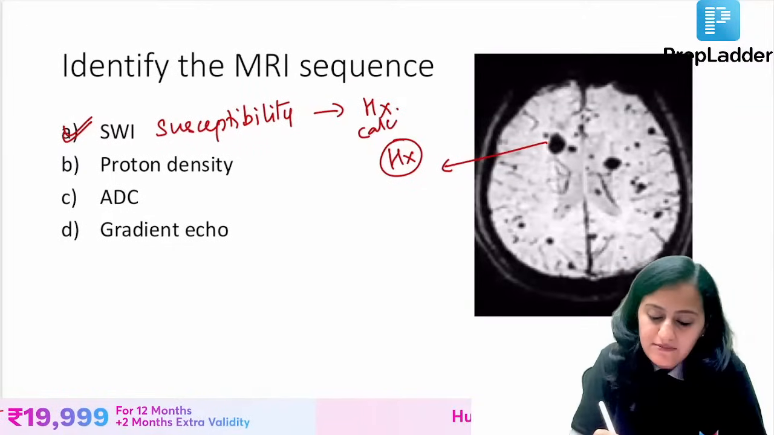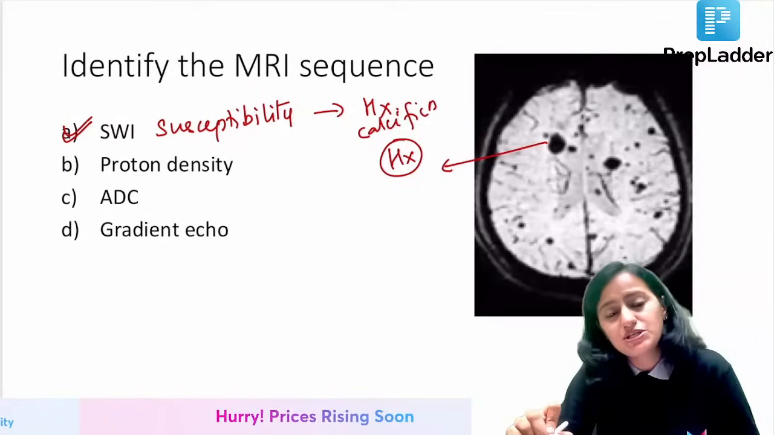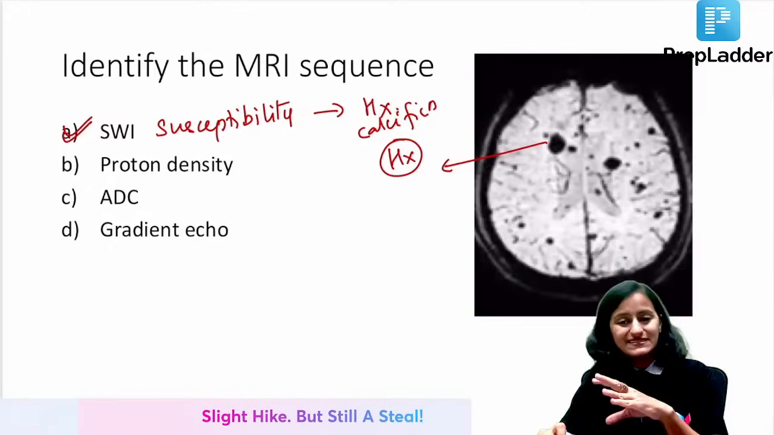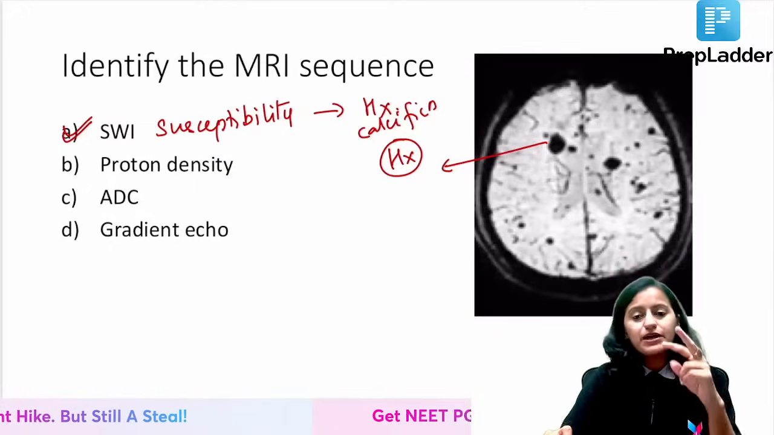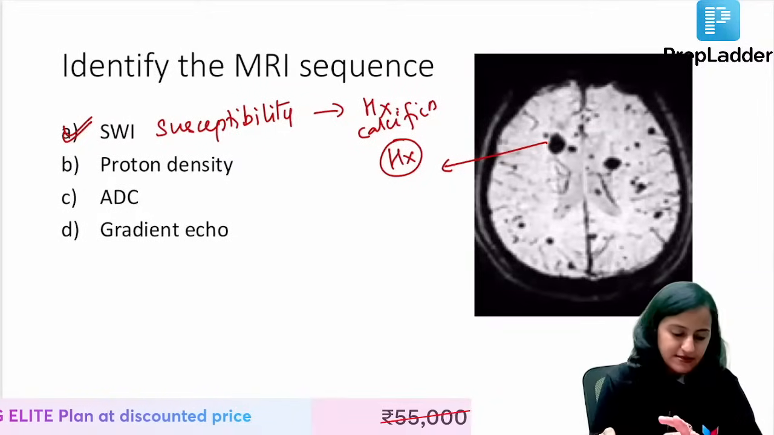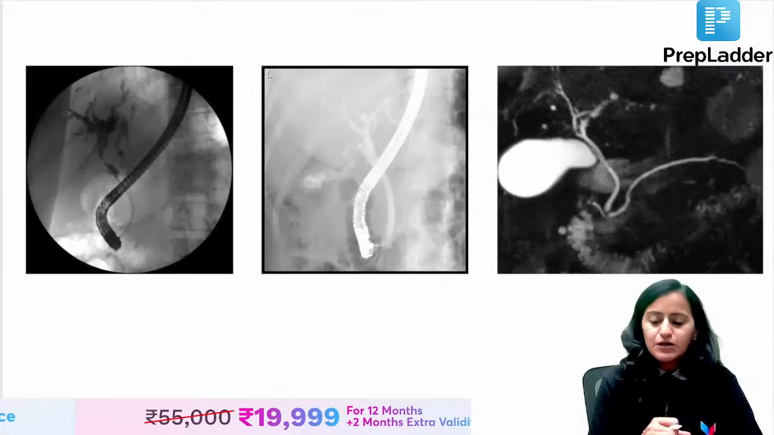It also helps you to identify calcification. Right, this is a sequence which can help you differentiate hemorrhage from calcification in MRI. Okay, you can differentiate the two on SWI. You will see those black areas. Okay, correct. Going to next one.